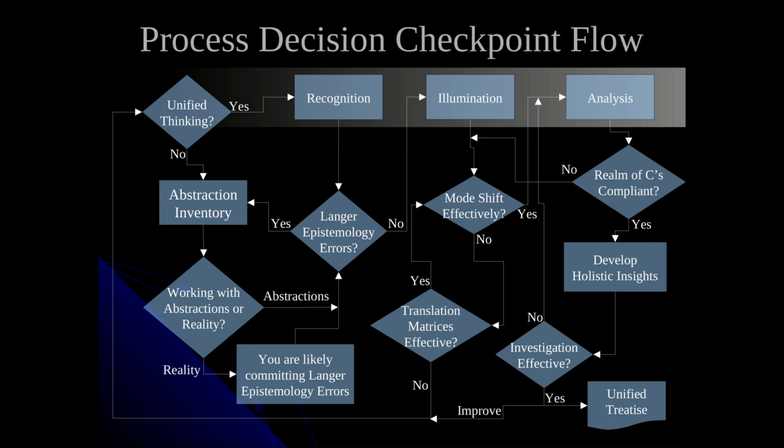You want to make sure that you are compliant with the full range of realms of C's, one of which is closure. If you can't close to unification, then you go back through the loop again. Once you can close to unification, then you can start developing your holistic insights. And then you go back and say, okay, what was my original investigation? Was that effective? Did it meet our company's goals and objectives? Is it consistent with all of the quality metrics, whether it's Malcolm Baldrige National Quality Award kinds of constructs, or ISO 9001 QMS standards, Six Sigma, all of that? Then you can start working on your unified treatise.